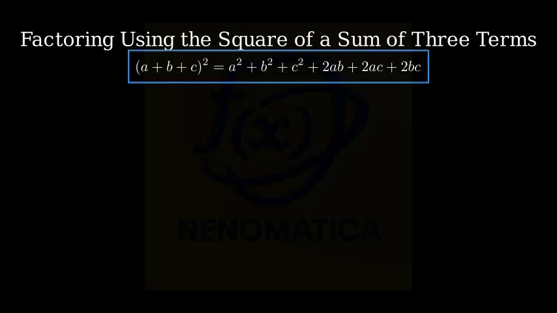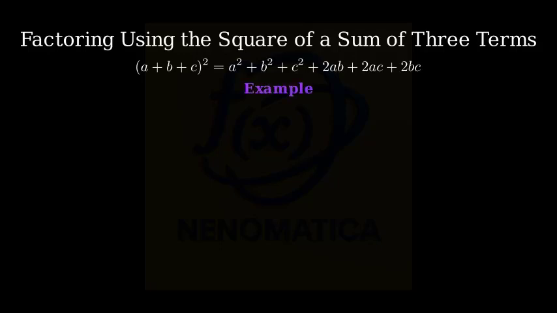The square of a plus b plus c equals a squared plus b squared plus c squared plus 2ab plus 2ac plus 2bc. We can use this formula in reverse to factor expressions that match this pattern. Let's look at our example: a squared plus b squared plus c squared minus 2ab plus 2ac minus 2bc.